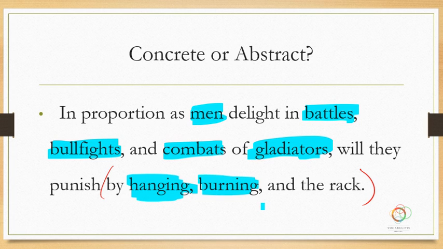Burning is that action as well, and that is perceivable. The rack also is a thing, so that's concrete. And we might say that proportion here is abstract. It's the only abstract word.